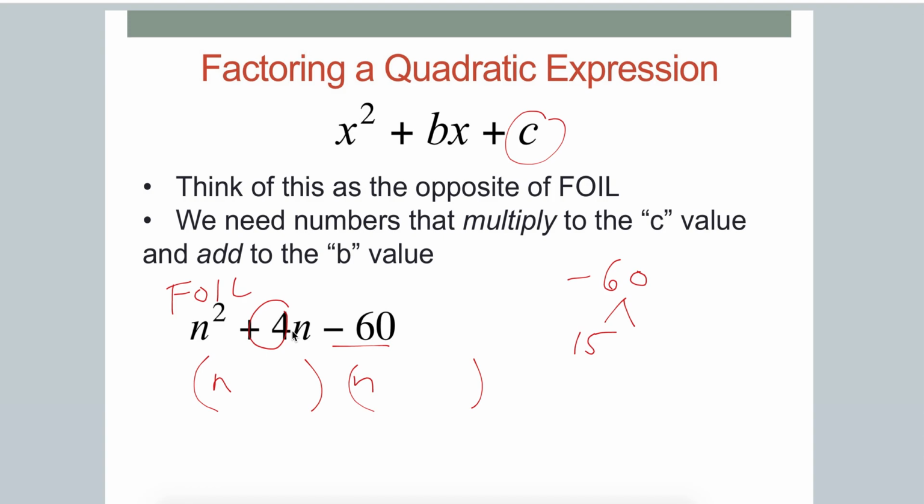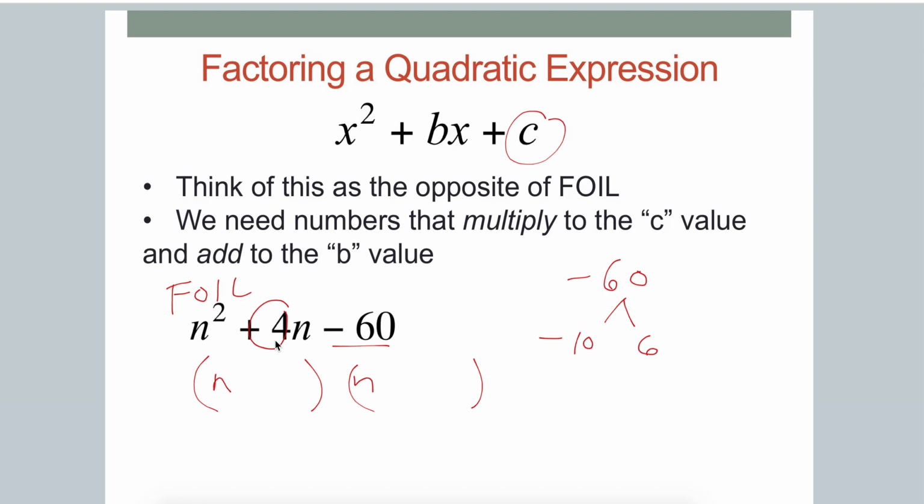How about 15 and negative 4? Again, multiply to negative 60. But if we add them, 15 and negative 4, we get 11. That's not what we want. Let's try negative 10 and 6. So negative 10 times 6, negative 60. If I add negative 10 plus 6, I get negative 4, which is close, but I want a positive 4.